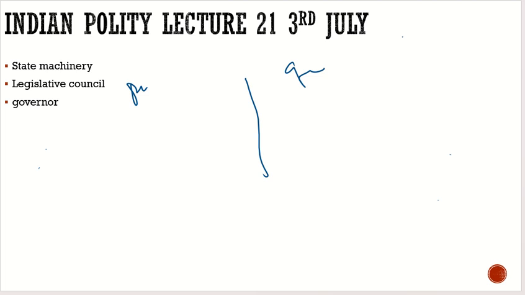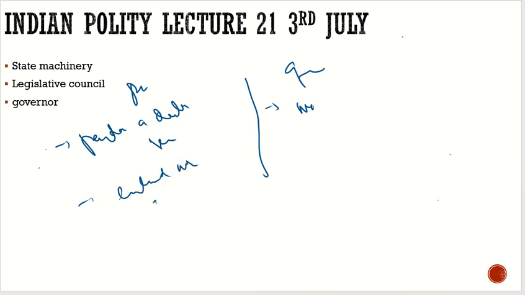So with respect to the pardoning powers of the president, the president can pardon a death sentence. Can a governor pardon a death sentence? No, he cannot pardon it. Second, the president's power extends over central laws, and the governor's power extends over the state laws.